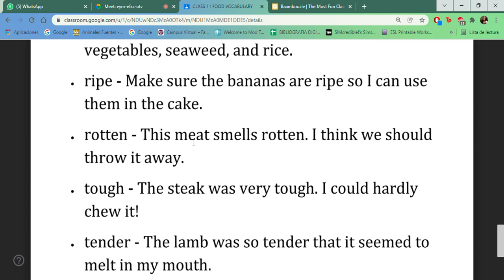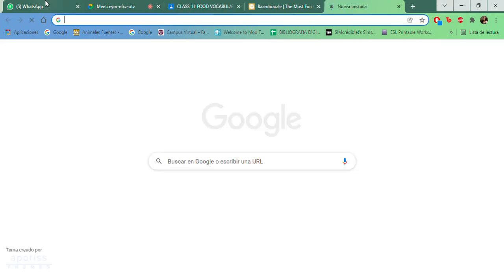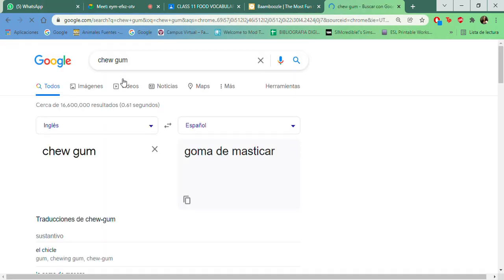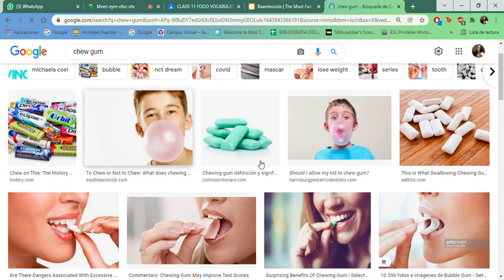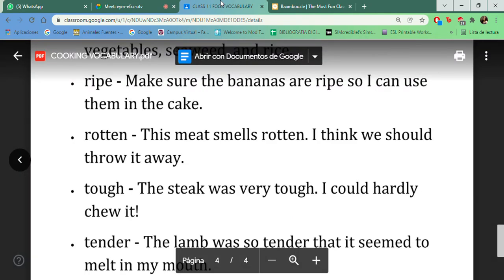So the verb chew as well. That's why you have chewing gum. Chew gum. Yes, you chew with the teeth. Very good. Chew gum, and the verb would be chew. Very good. Excellent.